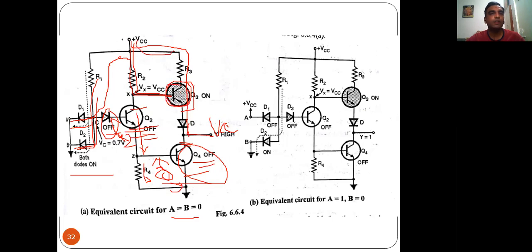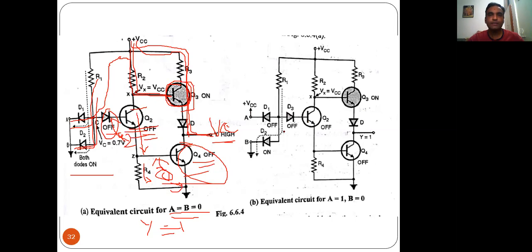If Q3 is on, all this VCC will be reaching the output, and you will have the output which is high. So first combination, whenever A is 0, B is 0, my output will be 1. So in a NAND gate, whenever A is 0, B is 0, we have the output 1. Same way, let us look at another combination.